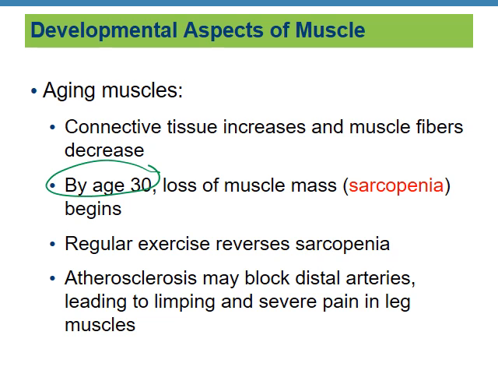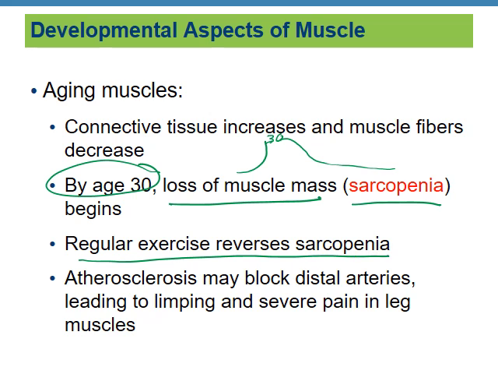Muscles actually age. By about 30, we start losing muscle mass. So it's almost like we have a peak up to about 30, and then we're going to have a slow decline in muscle mass. We call this sarcopenia. This is not the same as disuse atrophy that we talked about earlier. This is just in the normal course of life. As your hormone levels decline, you're going to have loss of muscle mass. But we do know that regular exercise reverses some of this muscle loss.